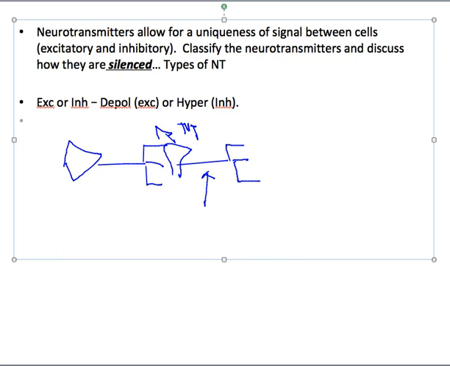Go back, make sure you read these in terms of whether they are excitatory or inhibitory. And we'll go through the important ones, namely acetylcholine, ACH, versus, say, I don't know, glutamate or something like that, GLUT. Okay, enough for now.